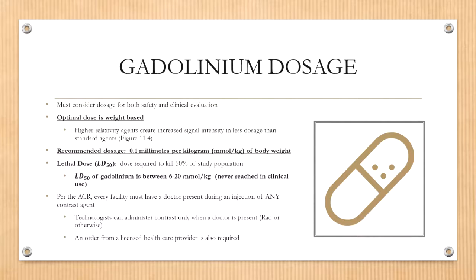We have to make sure that we are dosing patients properly, both for their safety, but also for the clinical evaluation. If you give a patient too little or too much gadolinium, you may run the risk of either understimulating or overstimulating the magnetic field and therefore missing things. So we want to make sure that we are giving gadolinium based on the patient's weight, because they have found that that's the best way to determine what dosage works the best for patients.